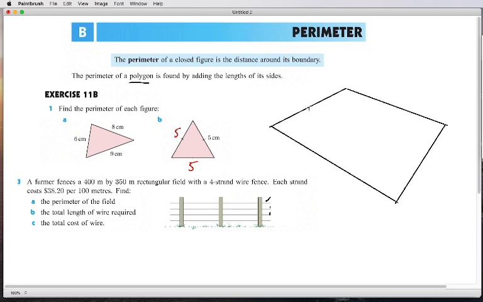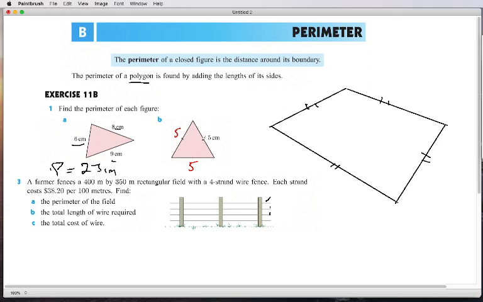So when you're trying to add up the lengths of a polygon, you just need to find all the distance measures, right? Add them up, and that's how we get the perimeter. So for example, in 1a, you should add 6 plus 8 plus 9, and when you do that, you'll get a total of 23 centimeters. So you just write P is equal to 23 centimeters, okay?